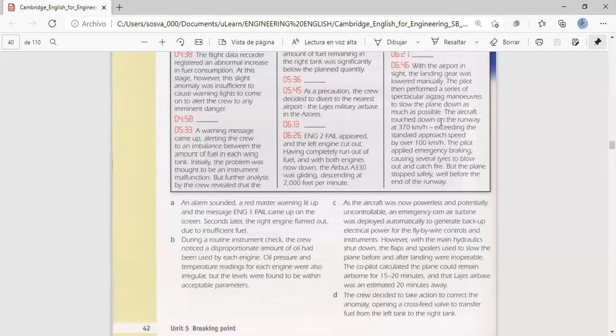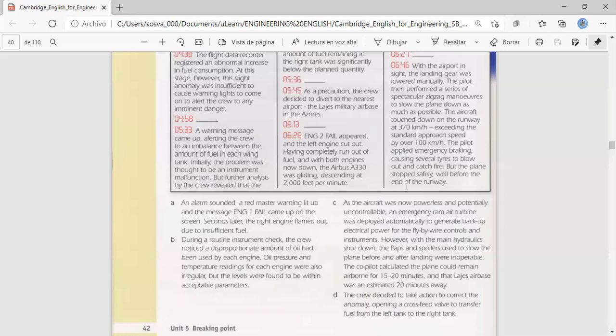The aircraft touched down on the runway at 370 kilometers per hour, exceeding the standard approach speed by over 100 kilometers per hour. So it was almost 4 times as fast. The pilot applied emergency braking, causing several tires to blow out and catch fire, but the plane stopped safely well before the end of the runway.